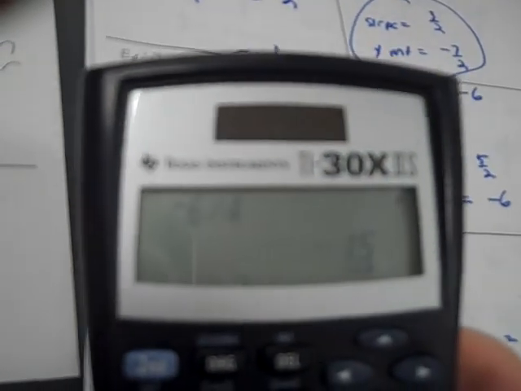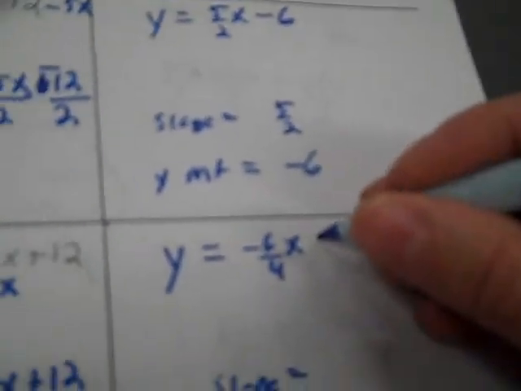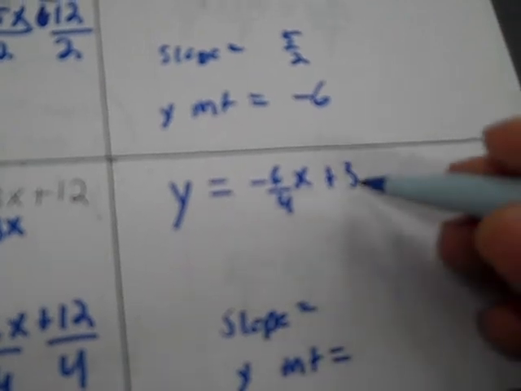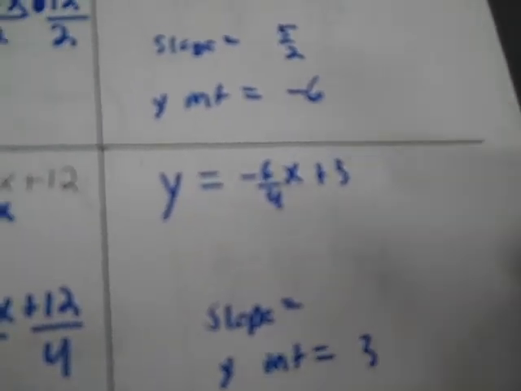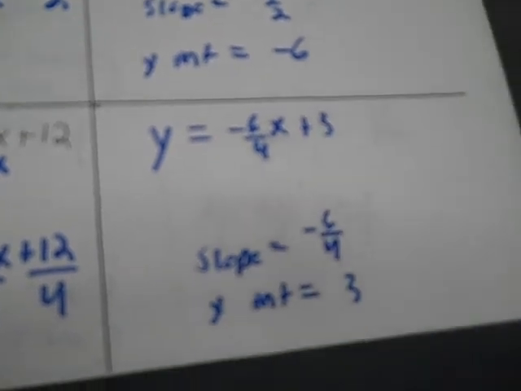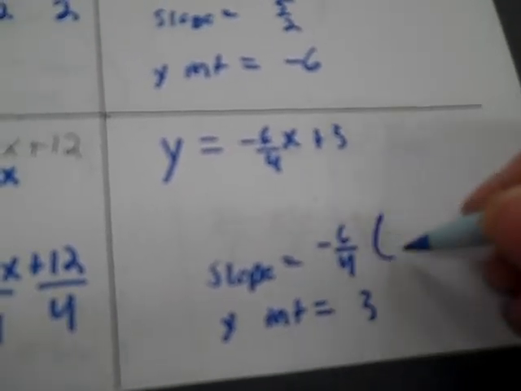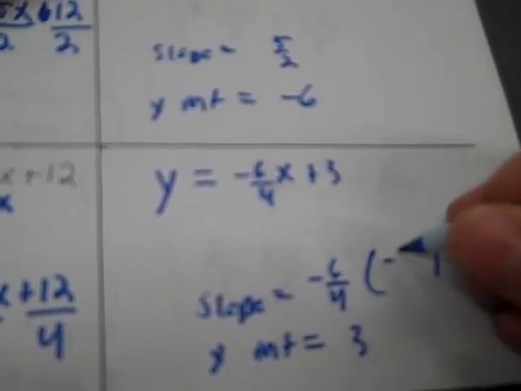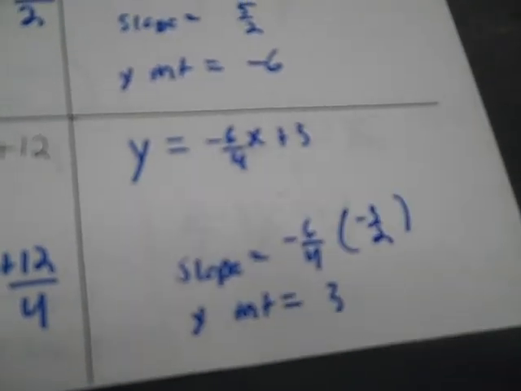So I'll take negative 6 divided by 4. That's a decimal, so I keep it negative 6 over 4x. 12 divided by 4 is 3, so plus 3. So the y-intercept's 3. And the slope would be negative 6 over 4. Okay. Now I will also accept on that problem negative 3 over 2 because that would be reduced.